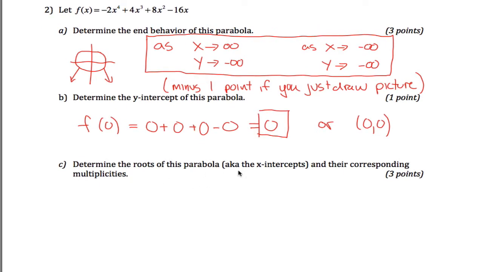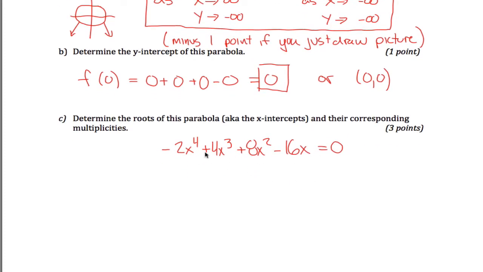Determine the roots of this parabola, aka the x-intercepts, and their corresponding multiplicities. All right, the way you do that is we're going to take the equation, negative 2x to the 4th power plus 4x cubed plus 8x squared minus 16x, set it equal to 0, and solve. We've got 4 terms. Let's look for the greatest common factor first. They all have an x in them. Actually, they all have a 2x in them. I can factor 2x out. I can factor negative 2x out if I really wanted my leading coefficient to be positive.